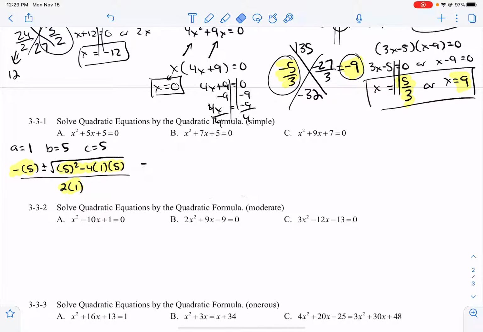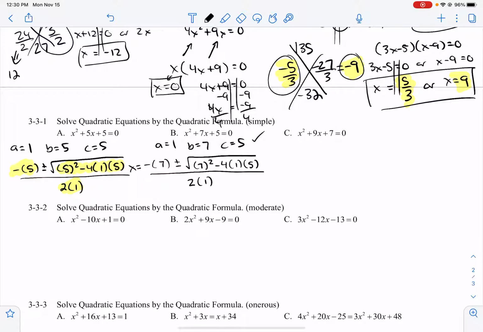All right, let's look at B. A is equal to 1. B is equal to 7. C is equal to 5. Remember, that right there is a part of your points on your test. I want you to write A equals, B equals, C equals. Then I want you to plug them in. Negative B plus or minus the square root of B squared minus 4 times A times C, all divided by 2 times A, which is 1.